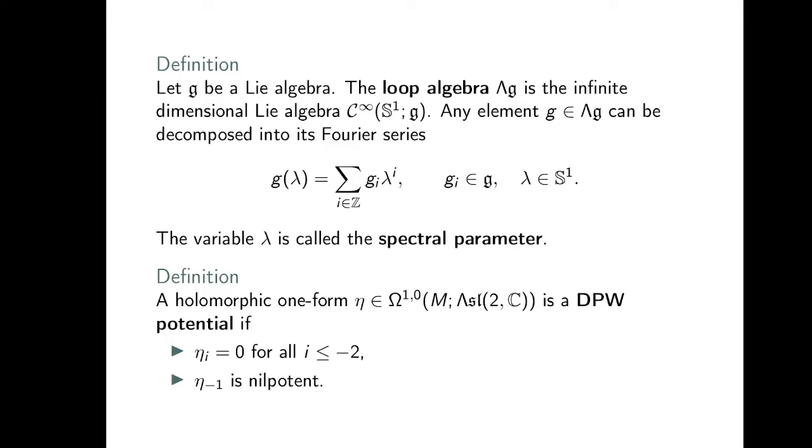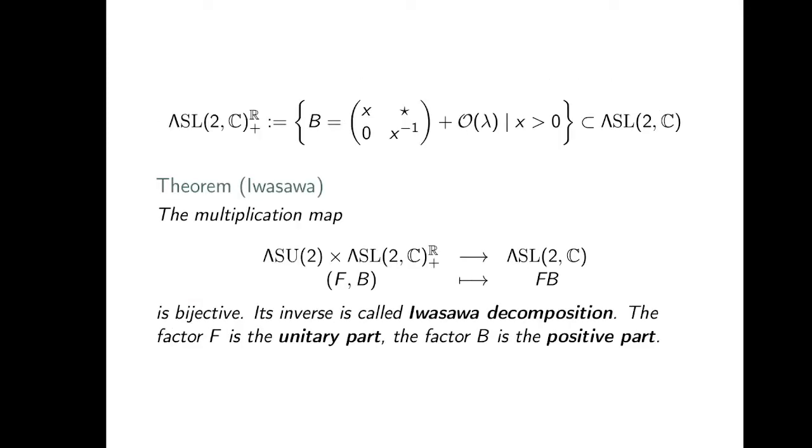Besides loop algebra, we will also need loop groups. Look at the upper right corner of this slide. I have written the loop group lambda SL2C. This set is the set of smooth maps from lambda in S1 to the set of matrices SL2C. One can define a subgroup of this loop group composed of loops B such that B extends at lambda equals 0 and such that B at lambda equals 0 is of this form, with X being a positive number.